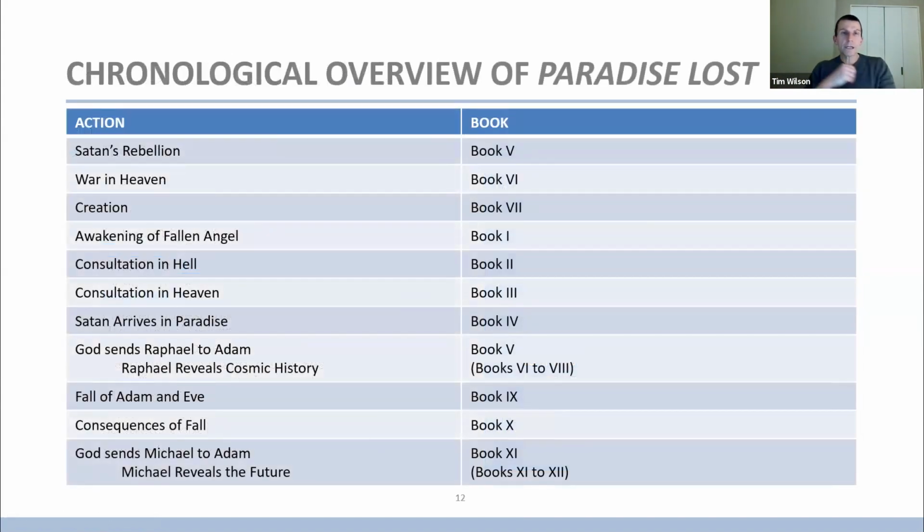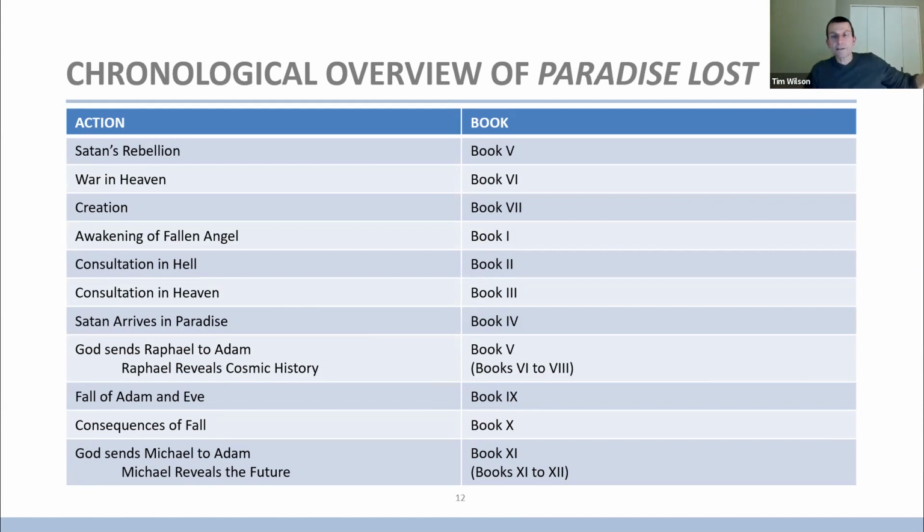So here we have a breakdown of the story. Remember we talked about the difference between the story order and narrative order. There's the narrative, the ordering of the way the story is told, and then there's the story as it develops in terms of its chronology. So here is a chronological breakdown of what happens. The first thing that happens in time, so to speak, is Satan's rebellion, but in terms of the narrative we don't hear about that until book 5.